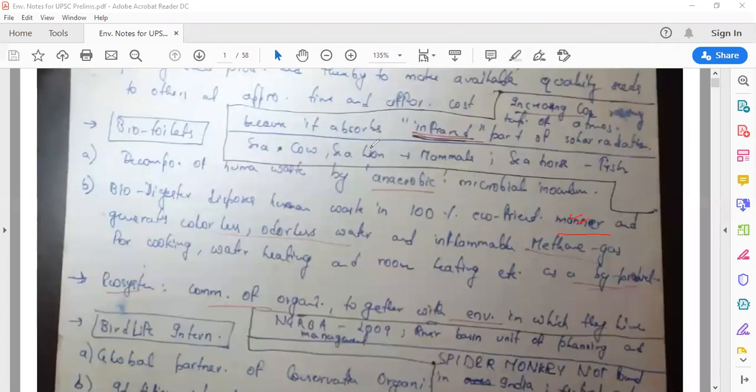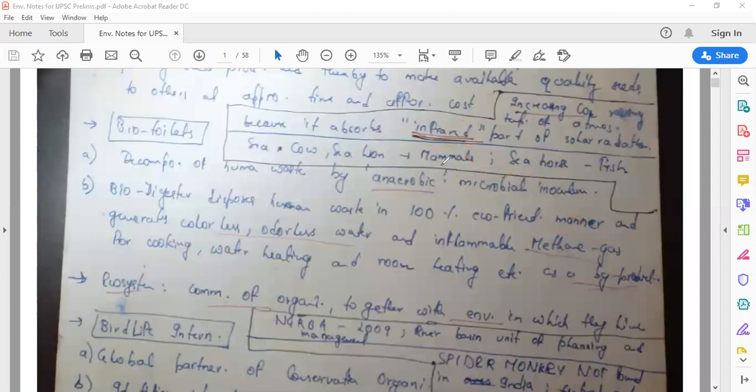When the level of CO2 increases, then what happens? Atmosphere starts to absorb the infrared part of the solar radiation. They will ask you, do they absorb the infrared part of the solar radiation or the ultraviolet part of the solar radiation? No, the temperature is increasing because of increasing CO2, because the atmosphere is absorbing the infrared part of the solar radiation. So this part is very important, and this has been repeated again and again in the exam.